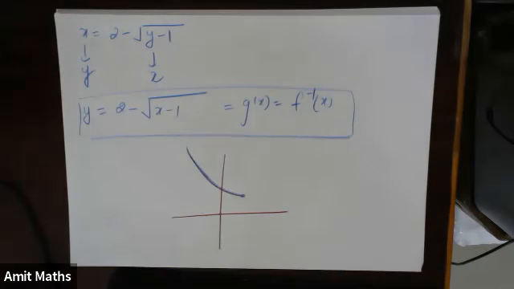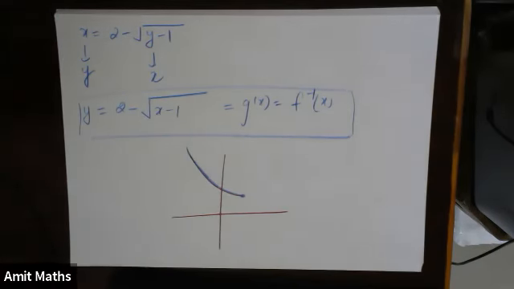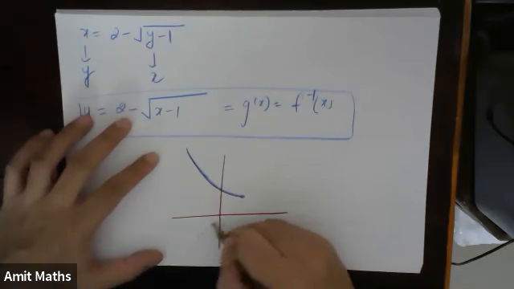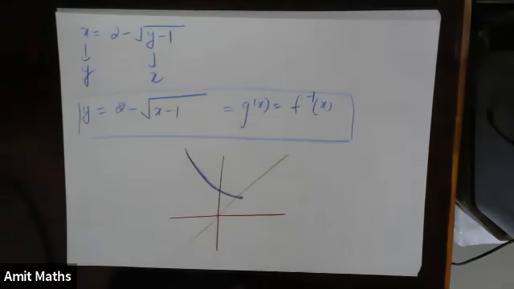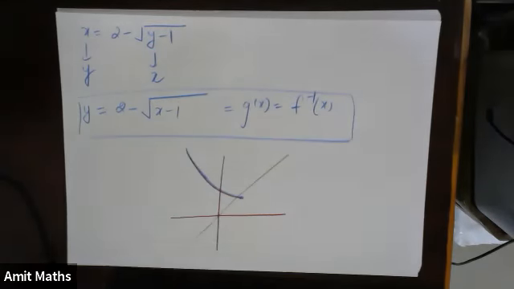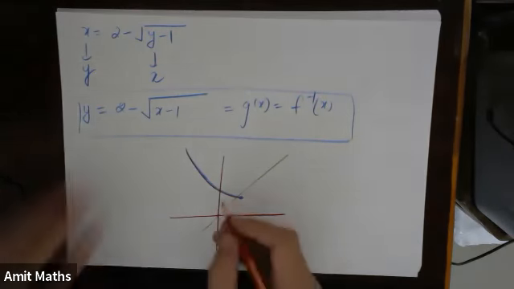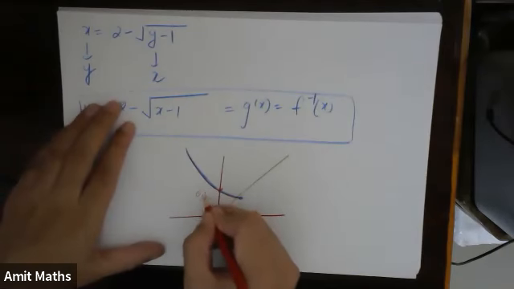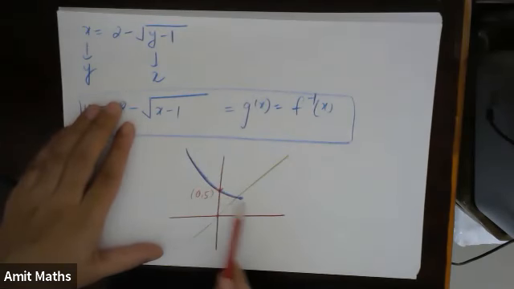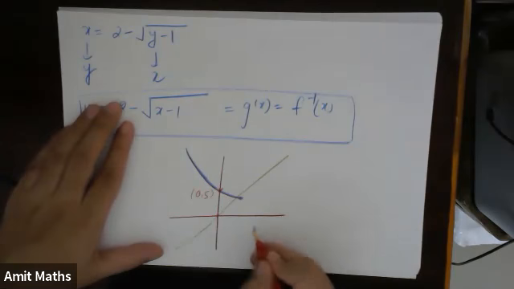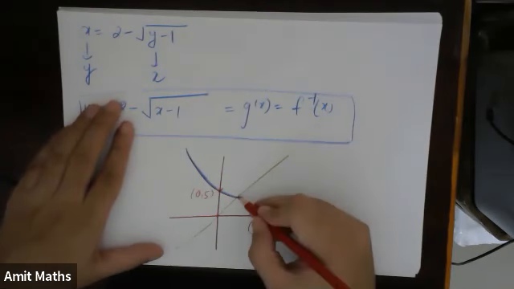Now, the inverse of the function is nothing but the mirror image of the function in the line y is equals to x. So I will draw a line y is equals to x. Suppose this is the line y is equals to x. Now I just have to draw the mirror of this part about this line. I know that this point will be 0, 5. So the mirror of this part will pass through which point? 5, 0. And it will also pass through this point.